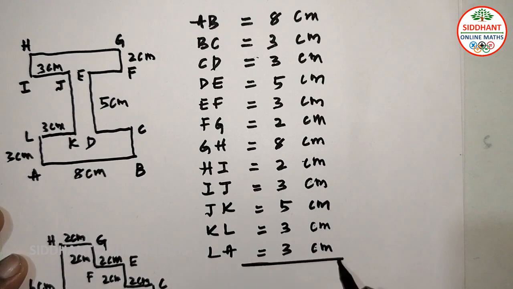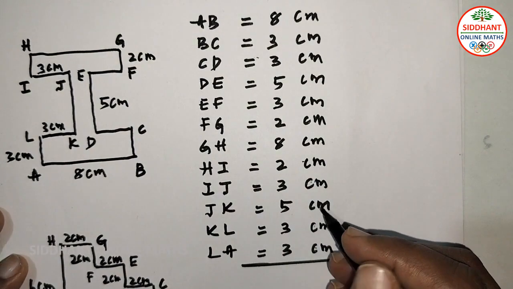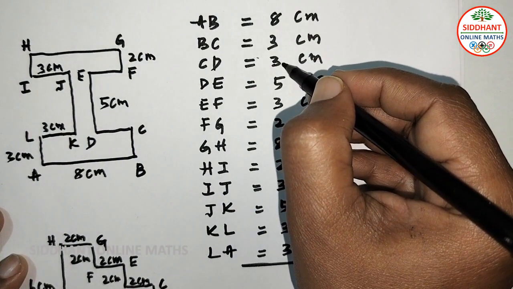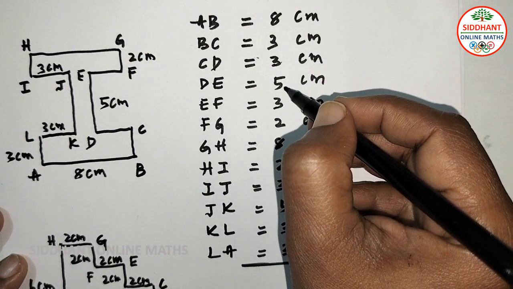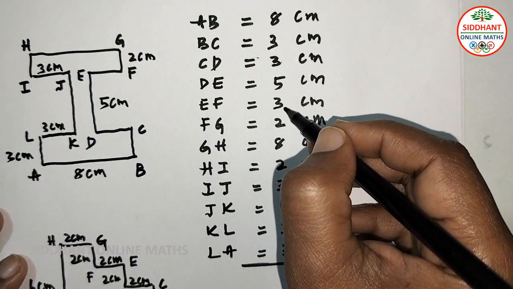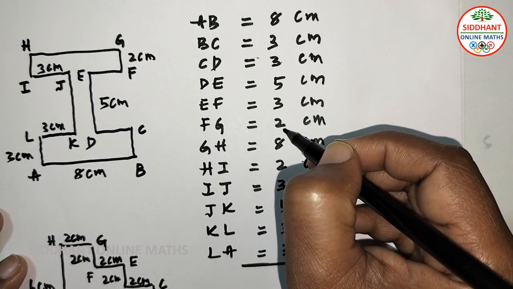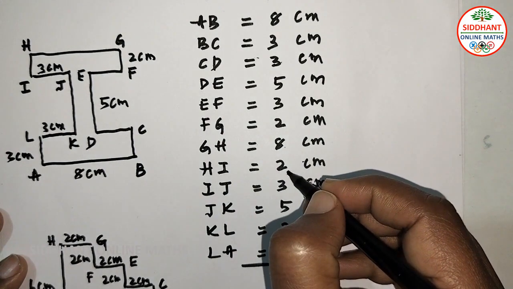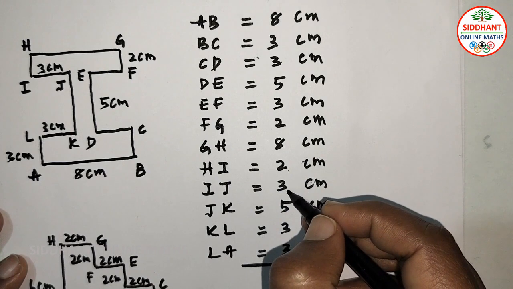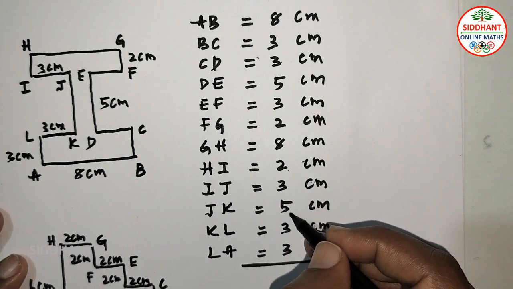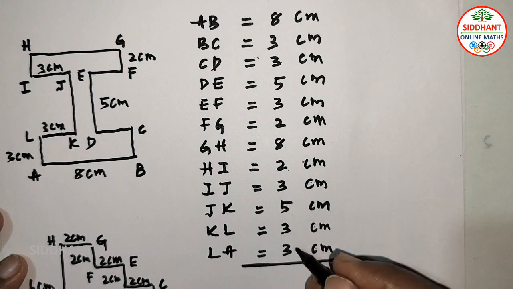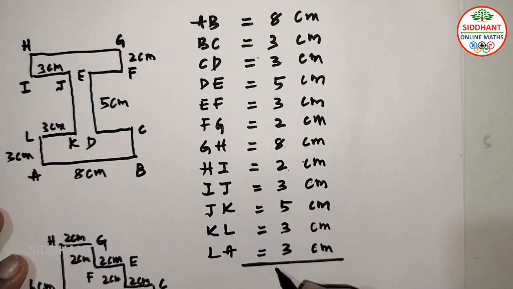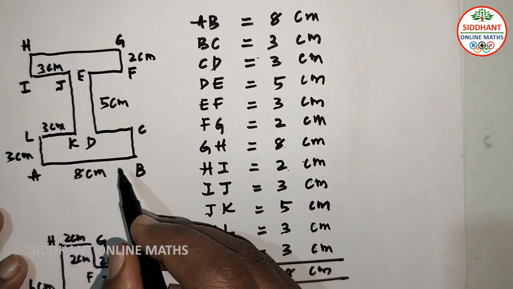So next we are going to add all this data. 8, 3, 3, 14, 14, 5, 19, 19, 3, 22, 22, 2, 24, 24, 8, 32, 32, 2, 34, 34, 3, 37, 37, 5, 42, 42, 3, 45, 45, 3, 48. So 48 centimeters is the perimeter of this shape.